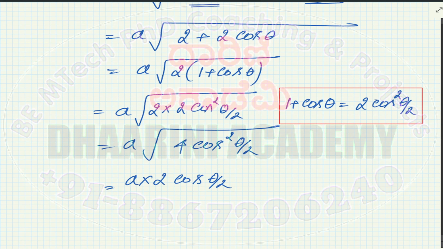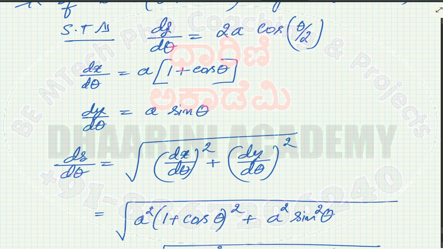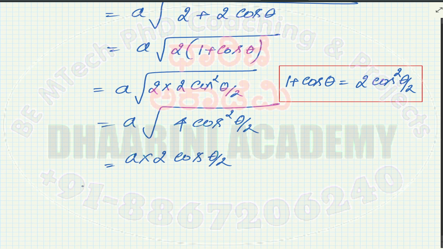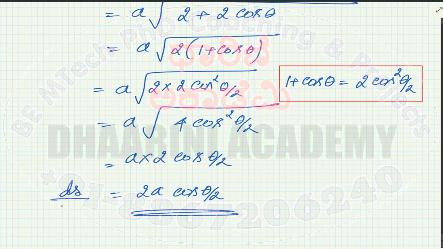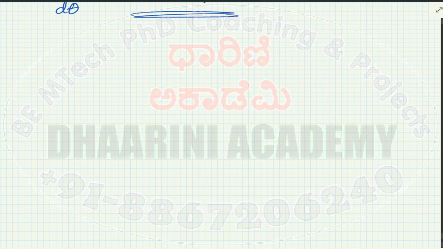If you go back and check the question, they are asking us to prove the same thing: show that ds by d theta is 2a cos theta by 2. You can see that it's already here. So this is equal to 2a cos theta by 2, which is nothing but the required ds by d theta. Okay, this is the final answer. All right. Next question.